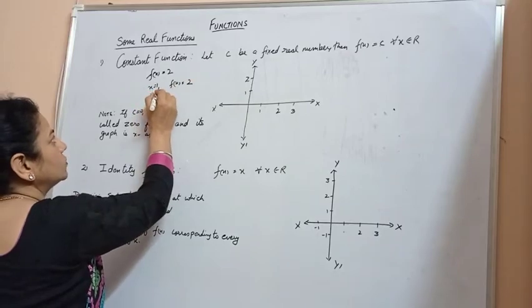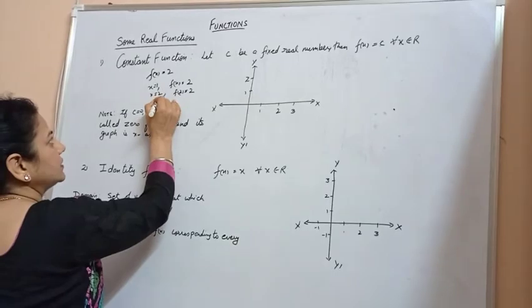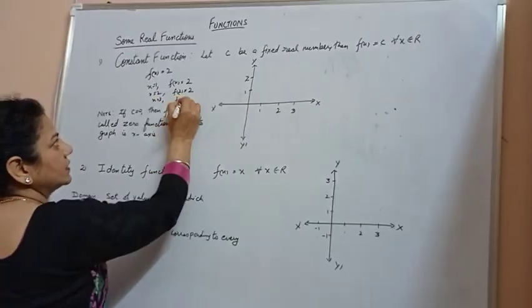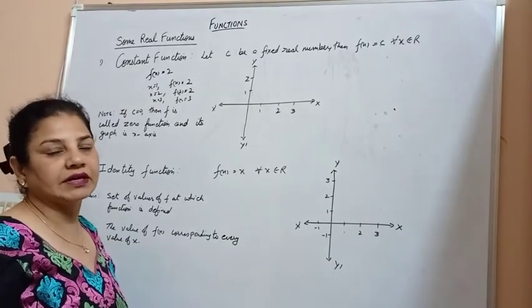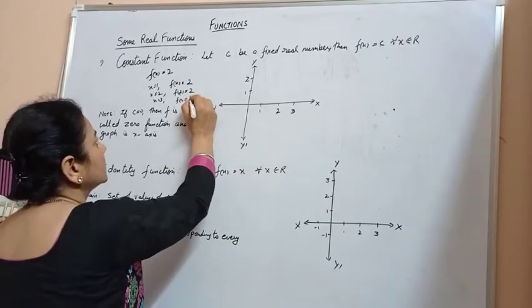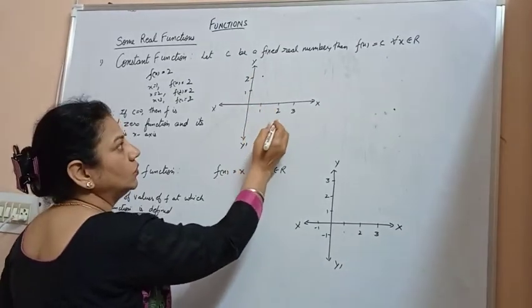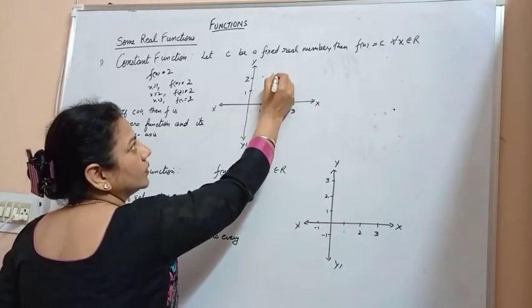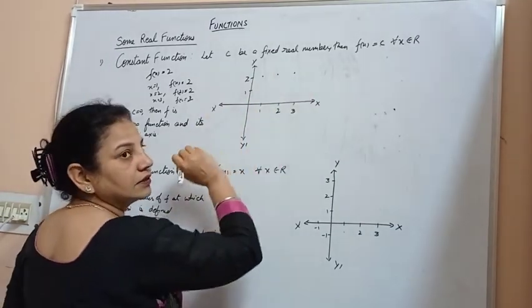If x is 2, f(2) is again 2. If x is 3, f(x) is 2. So every time we give a value to x, we get the value 2 only. So if x is 1, we have the value 2. For x is 2, the value of f(x) is 2. For x is 3, the value of f(x) is 2.